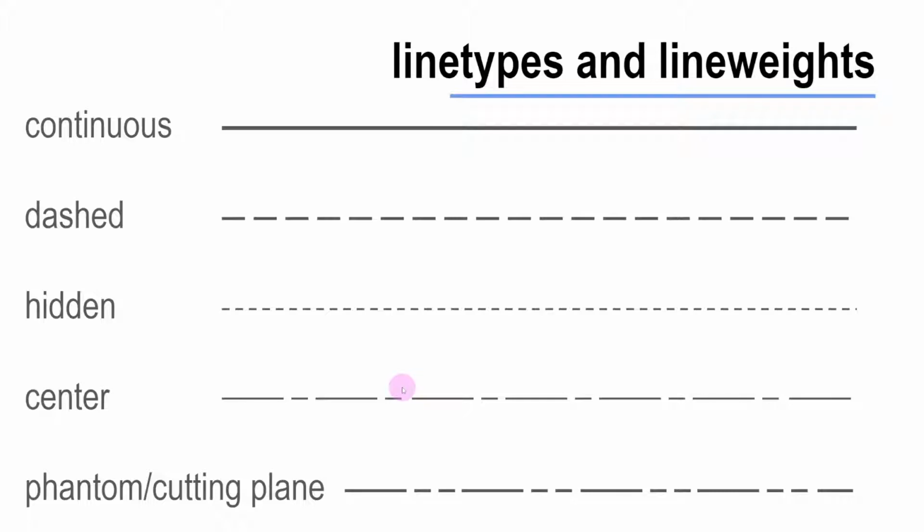Now, in our drawings, we'll see a variety of different types of lines, and they'll also have different line weights, and that's just how thick the lines are. And those lines are going to symbolize different things.